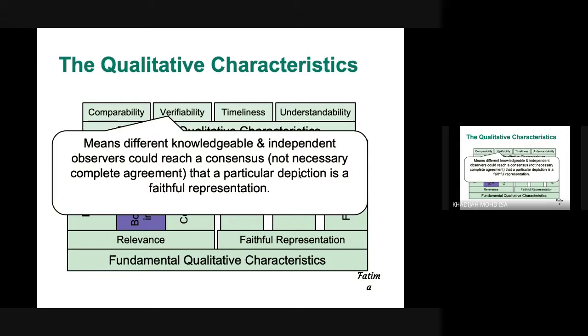So that a particular depiction is a faithful representation. So when a knowledgeable person, for example, an auditor, or if you have quality, the compliance officer, looks into the financial statement, they will come to the same conclusion. That's why I say that verifiability. Yeah. So this says that, okay, this one is a faithful representation. So the financial statement is a faithful representation of the company's performance.